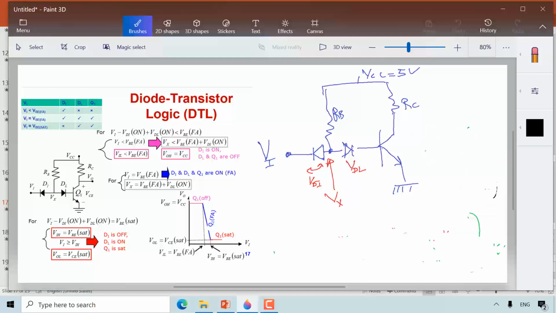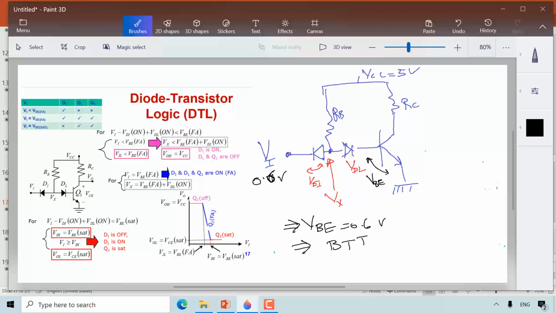Now let's consider, for example, when the V input is less than 0.7. Let's assume that the V input equals 0.6 volt. Therefore the VBE here will equal 0.6 volt. So the BJT is in what state? It is in the cutoff state. If the BJT is in the cutoff state, it means that the output voltage here equals 5 volt, assuming that the current IC equals 0.